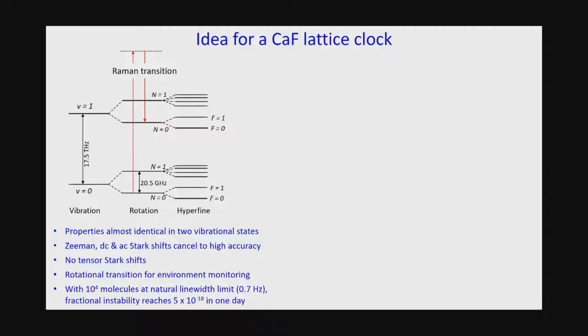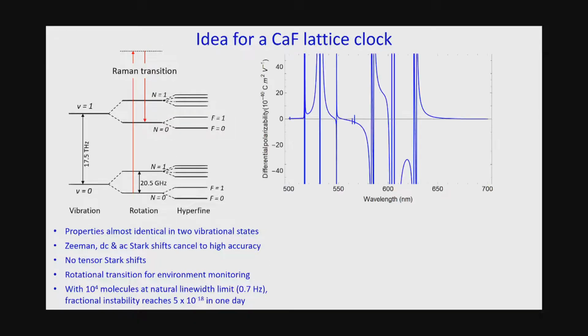Now, of course, this vibrational transition is not completely insensitive to the lattice. So we would like to find some magic wavelengths where the sensitivity to the lattice disappears completely. And here is our calculation of the differential polarizability of the two vibrational states. And you see that indeed there are several magic wavelengths, including this one out here, where there's a very, very shallow zero crossing, which we think is very good for making a clock.